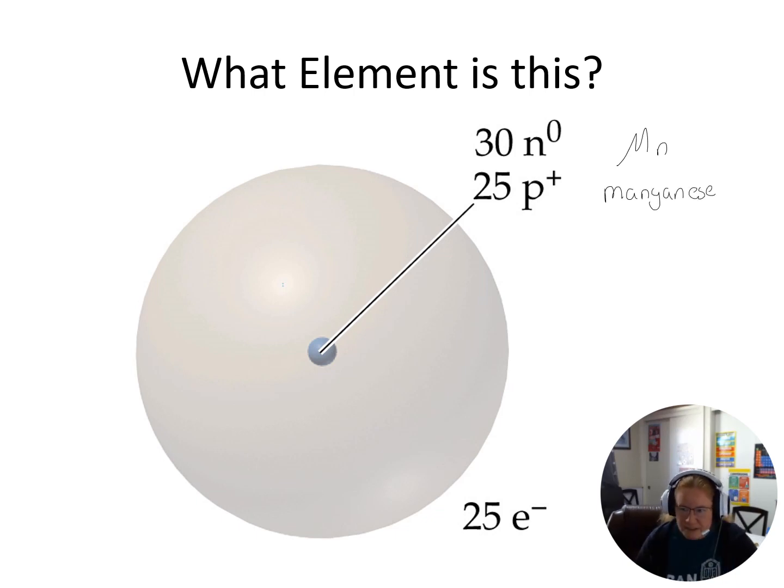Okay, what particular isotope is it? Well, for the mass number, we'll add the protons and neutrons together. So 30 plus 25 gives us 55. So this is a manganese 55. So I can write it like this. Okay, so there's my manganese 55.